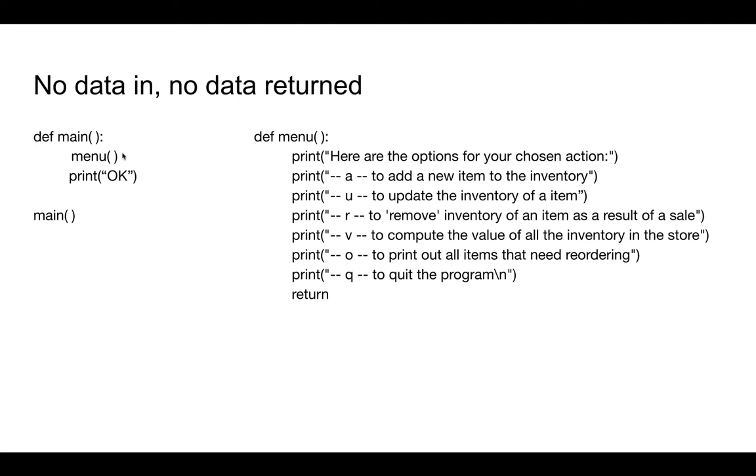Just like when you call a built-in function, execution of the call to the menu function causes control to pass to that function. The function will execute one line at a time. And when the return statement is reached, control goes back to main. Main starts up after the call to menu, which in the example is the print statement that prints OK.